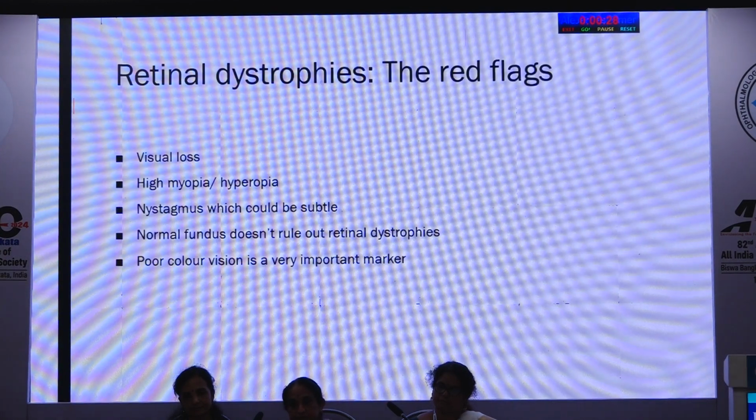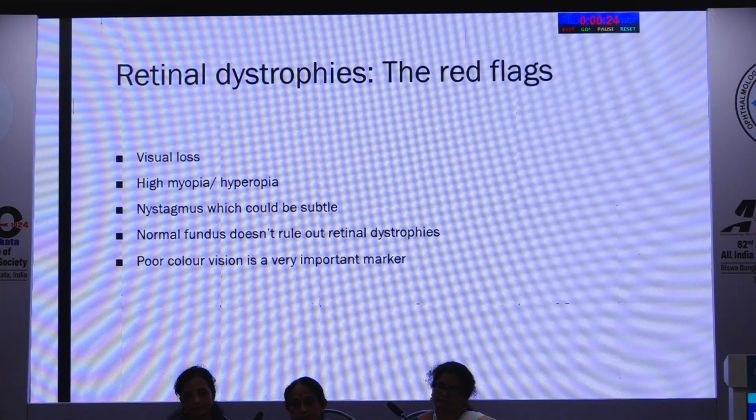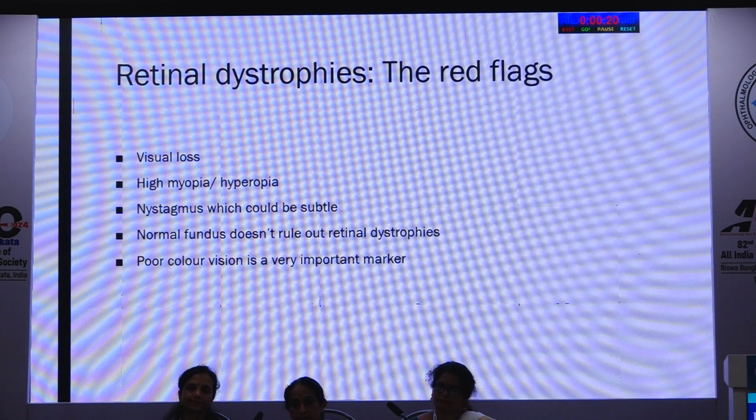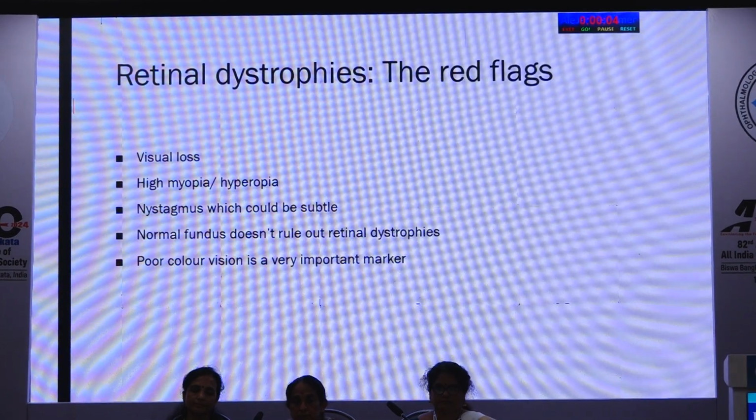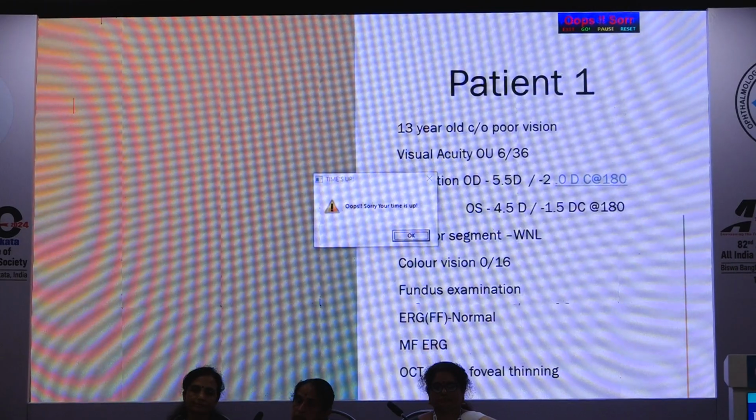Retinal pathology, retinal dystrophies, they are also one very large group of patients where there is unexplained visual loss. What are the red flags? Where do you suspect retinal dystrophies? Visual loss, high or even moderate myopia, hyperopia, subtle nystagmus, often a normal fundus. This does not rule out retinal dystrophies. Also poor color vision, and family history of first degree relatives having any of these symptoms or actual visual loss. So these are things which you will get only in the history and not volunteered.